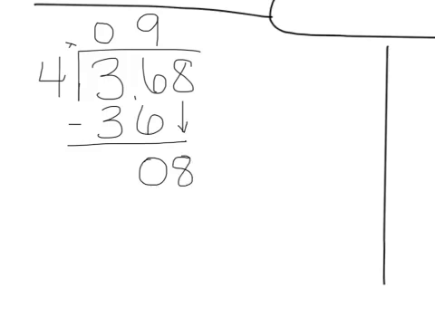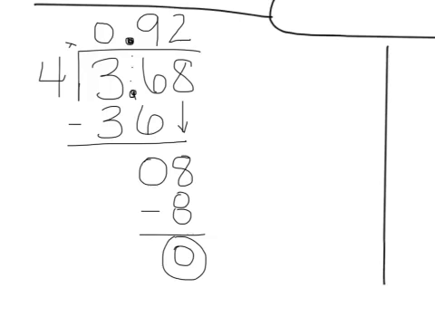4 times what might equal 8? Well, 4 times 2 will go into 8, and it goes in evenly. So I am done, so I don't have a remainder, but I have to remember that I have a decimal, and it gets put right up above where it was in the original dividend.